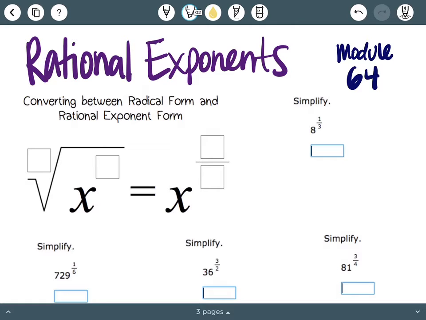Hi guys, happy Monday. So today we're starting a new unit called Rational Exponents. It'll be pretty small, but it does include Module 64.